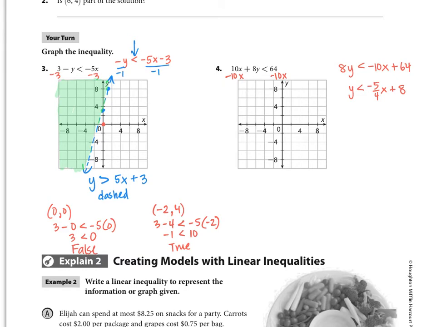Okay, so my y-intercept is 8. So let's graph our boundary line. And I'm going to go down 5 and over 4. That's my rise and run, remember. So here's my boundary line. It is dashed. Remember, it's solid if it has the less than or equal to or the greater than or equal to. It's less than, which means I'm going to shade below.